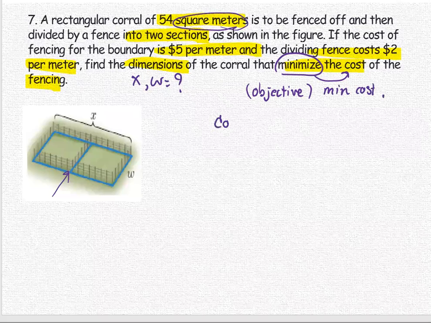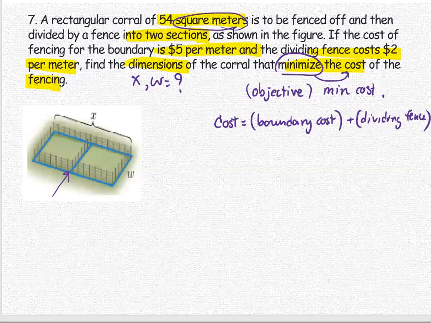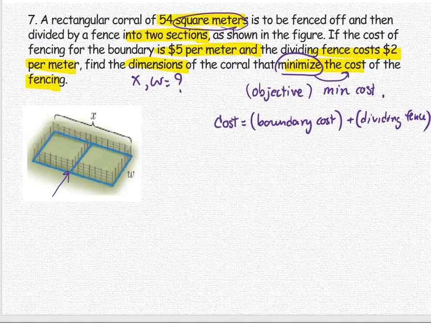So the cost is going to be the cost of the boundary, plus the cost of the dividing fence, because they are not the same. They don't cost the same. The surrounding costs $5 per meter. Now from these dimensions, what do we know?